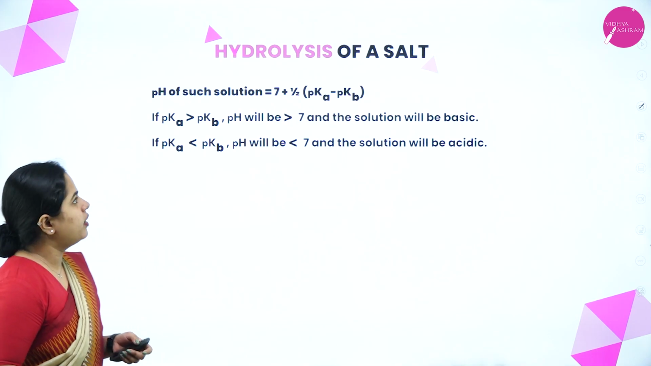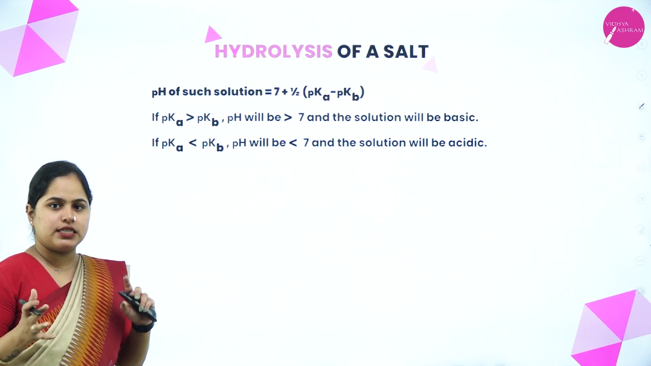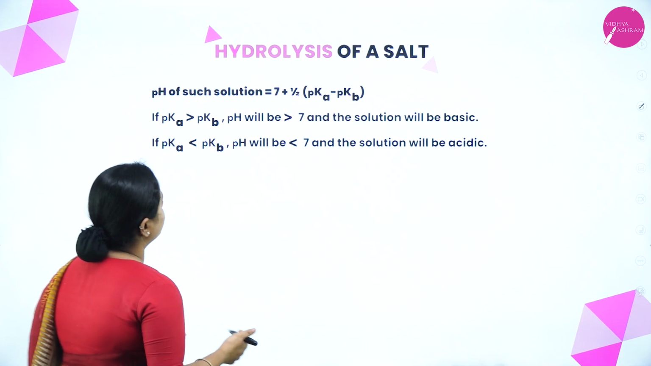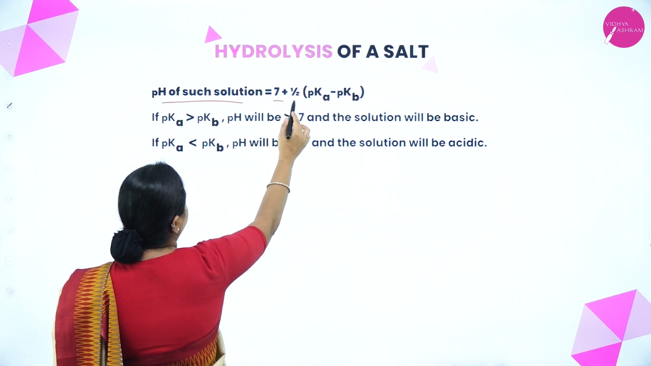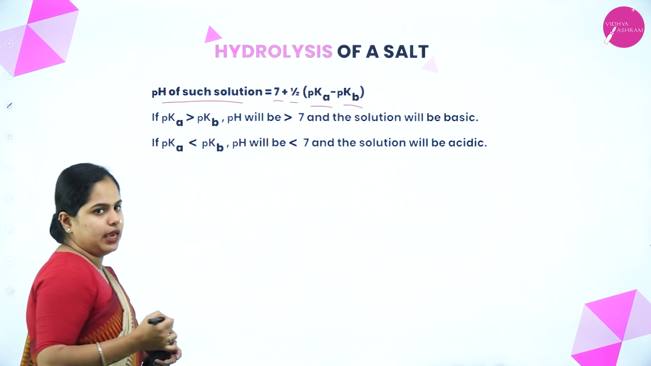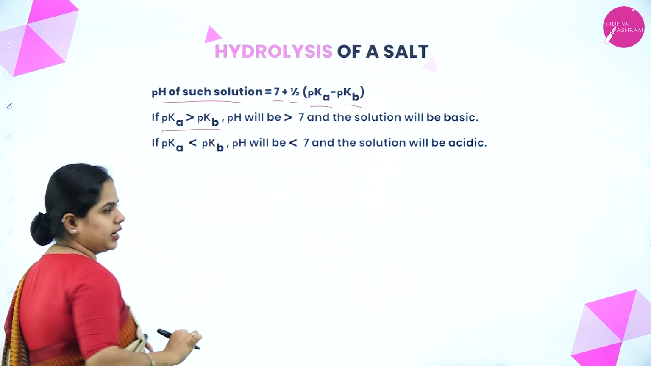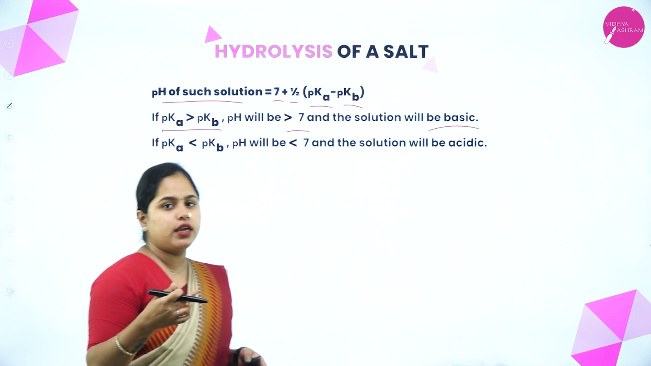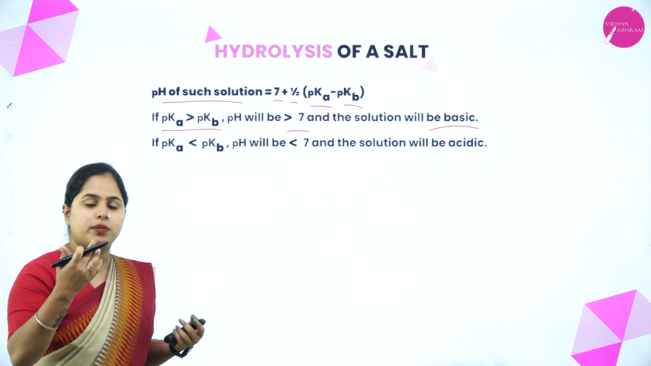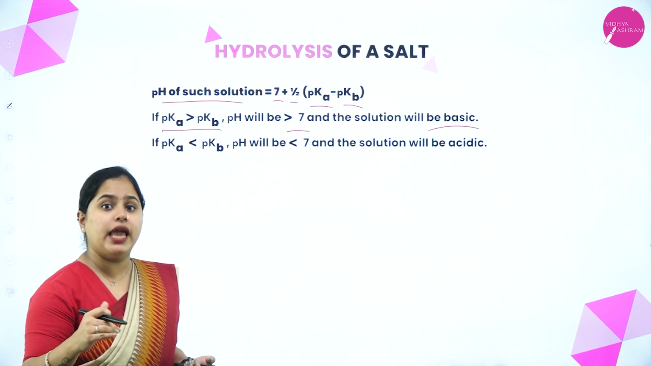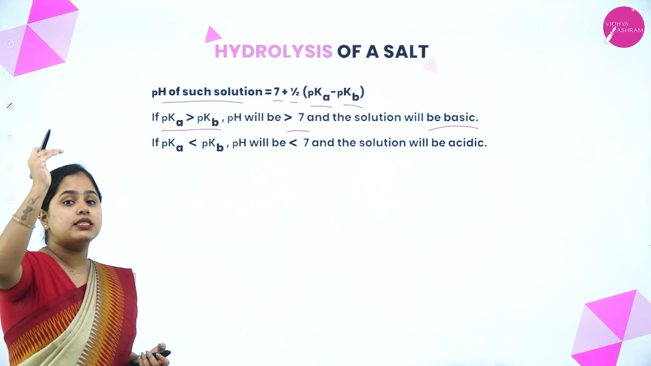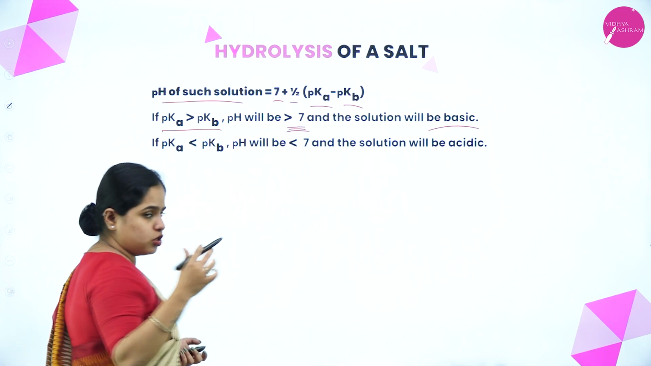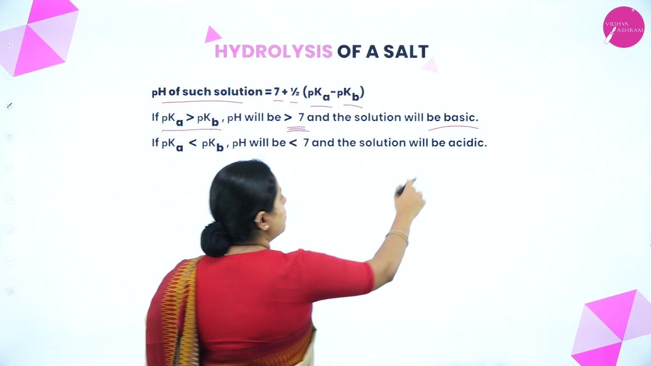So now moving on to the next part, that is pH of a solution. There is an equation which relates pH of a solution and pKa and pKb, right? So the equation is very important. pH is equal to 7 plus half of (pKa minus pKb). Now if pKa value is greater than pKb, pH will be greater than 7 and the solution will be basic. We already know that when pKa value is more, the acid will be very weak. Ka should be high, then acid will be strong. If pKa is high, the acid is weak. So if pKa is greater than pKb, pH will be more than 7. If pH is more than 7, we know that it is going to be a basic solution, right?